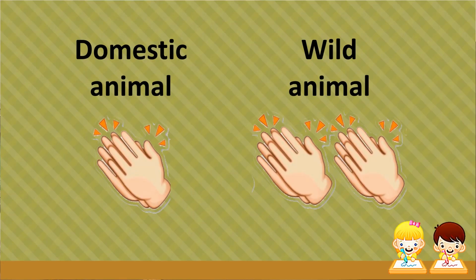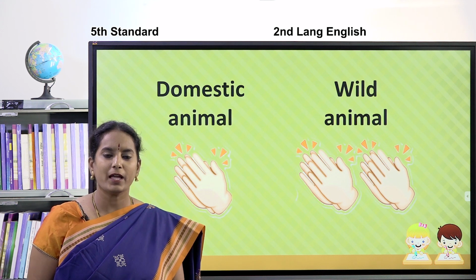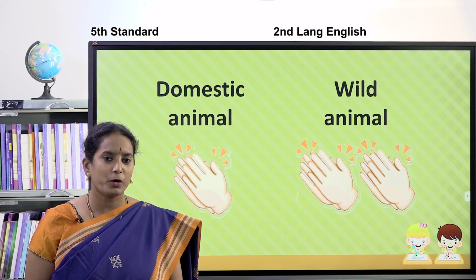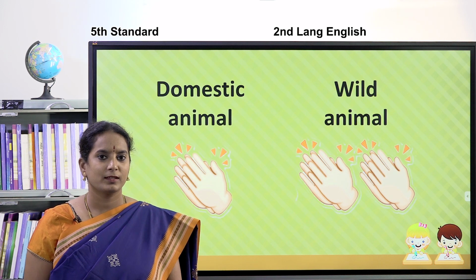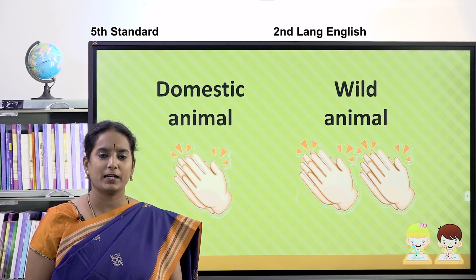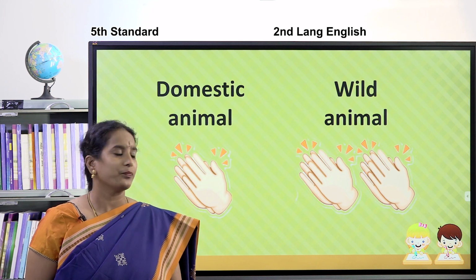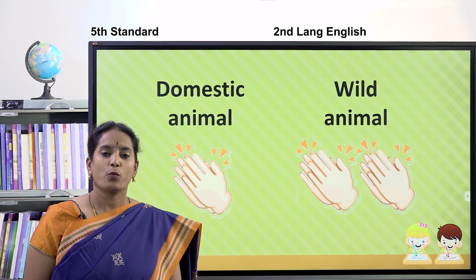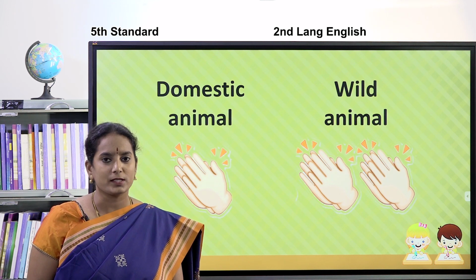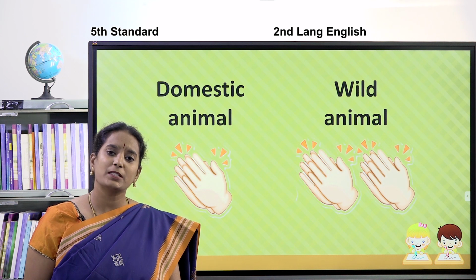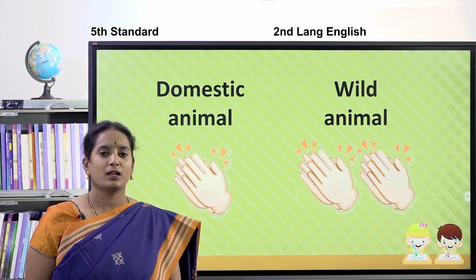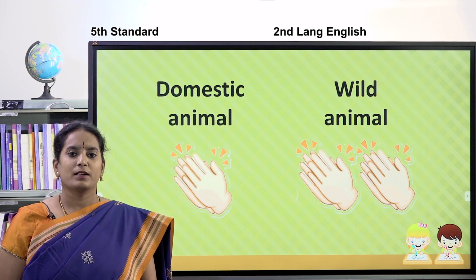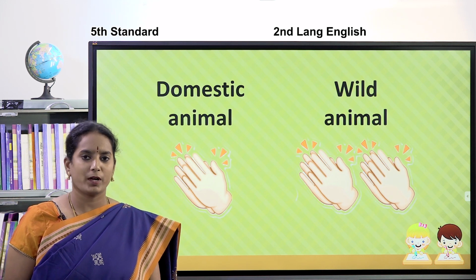What do we have here? Domestic animal, wild animal. Do you know what is a domestic animal? Animals which are reared by humans. In Kannada, what do you call for domestic animal? Saku prani. Kannadadalli ಏನು ಹೇಳ್ತೀವಿ? Saku prani. Wild animal. What is a wild animal? Wild animals live in the forest. What do you call for wild animals in Kannada? Kadu prani. Wild animals are called Kadu prani.